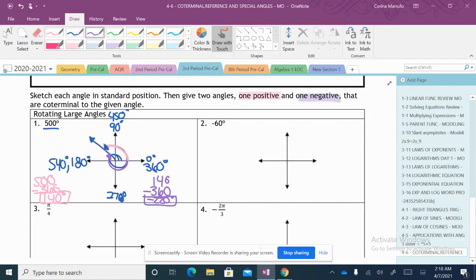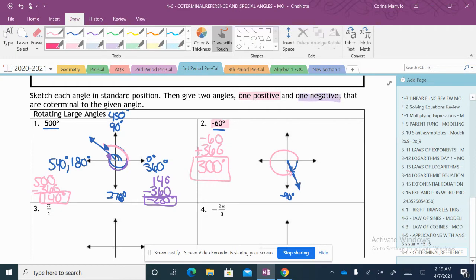All right, the next one is negative 60. This would be considered negative 90, so negative 60 would be right here. It goes in this direction, so we need to give one positive angle. I'm going to take negative 60 and add one full rotation. So I'm going to add 360, and that gives me 300 degrees. So from here to here is 300 degrees.